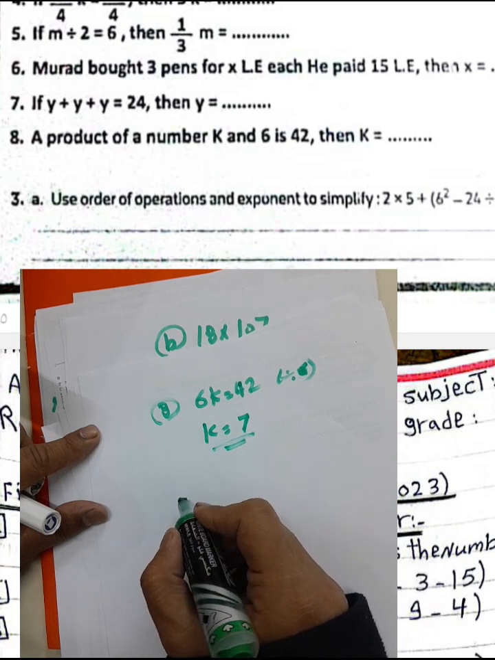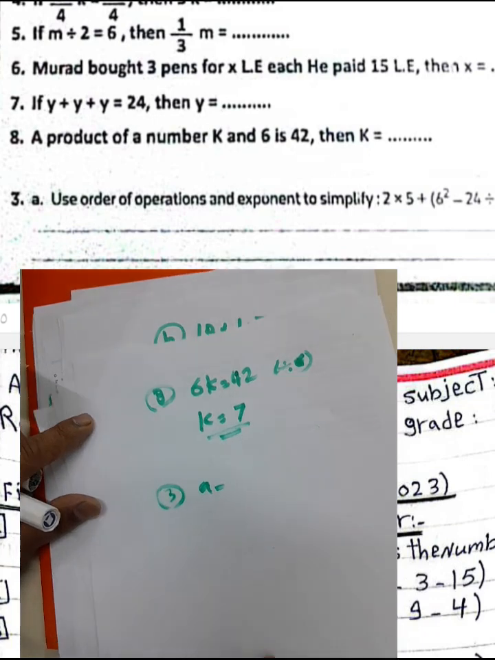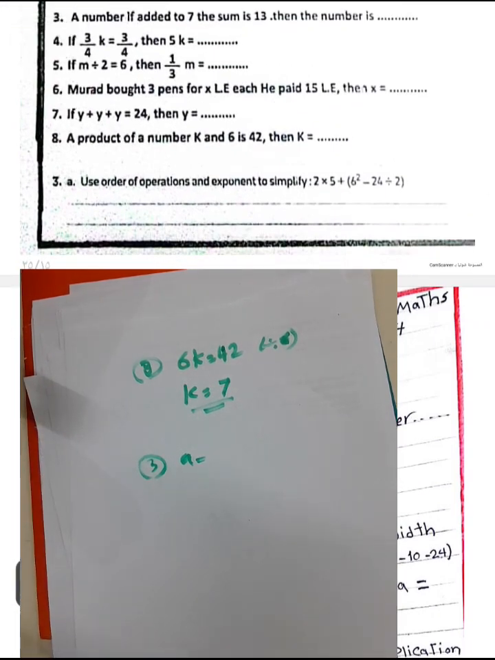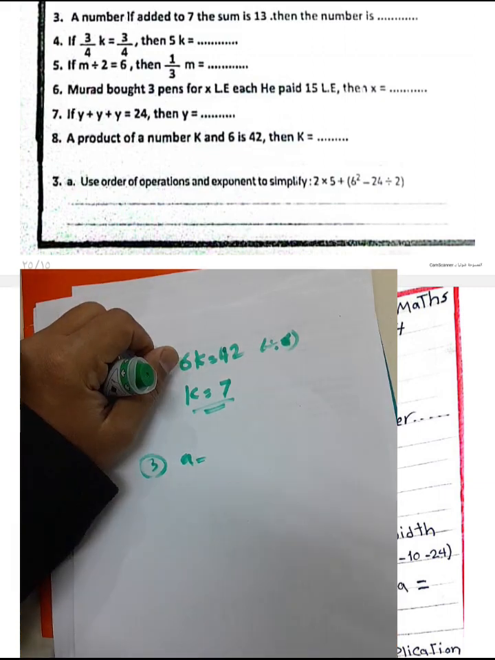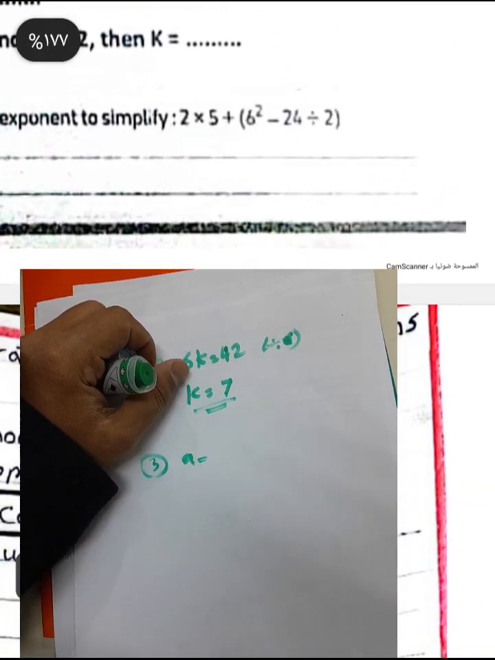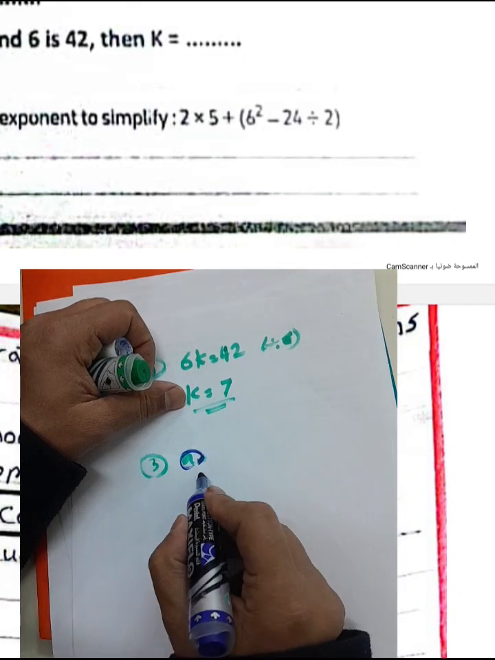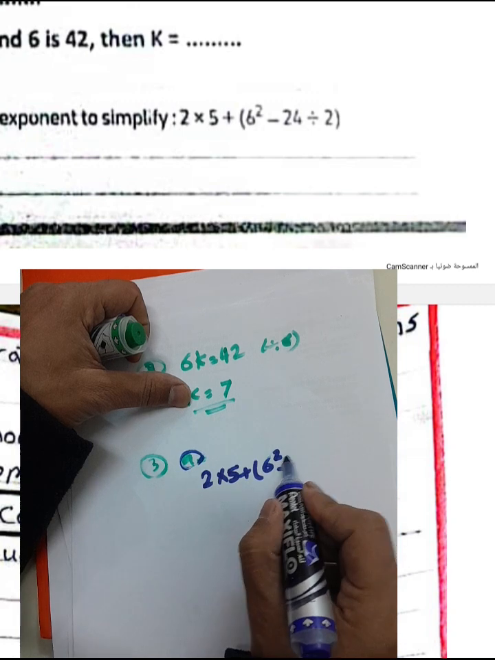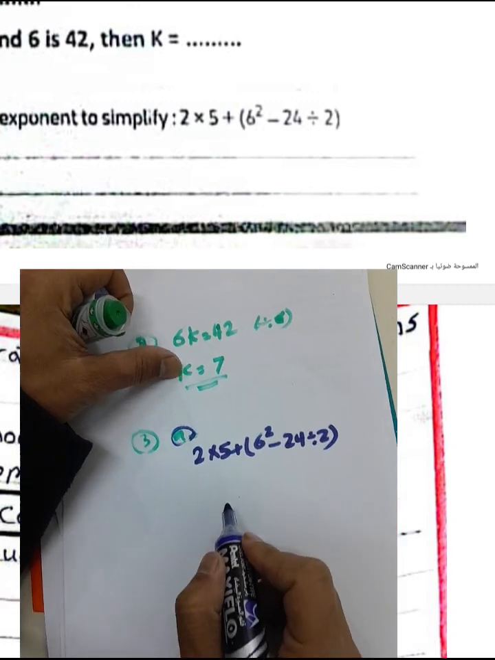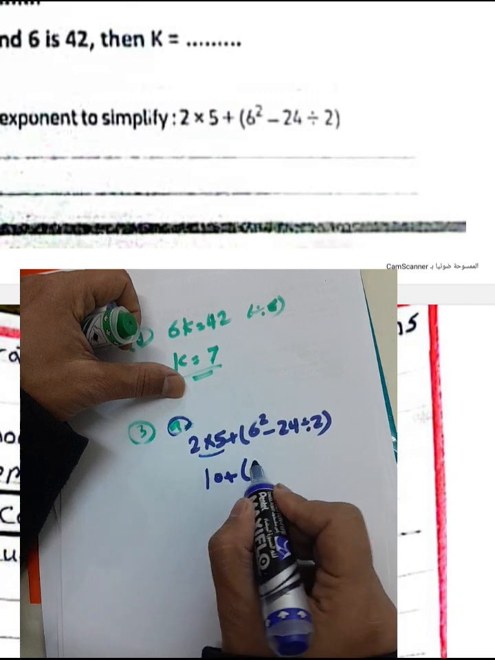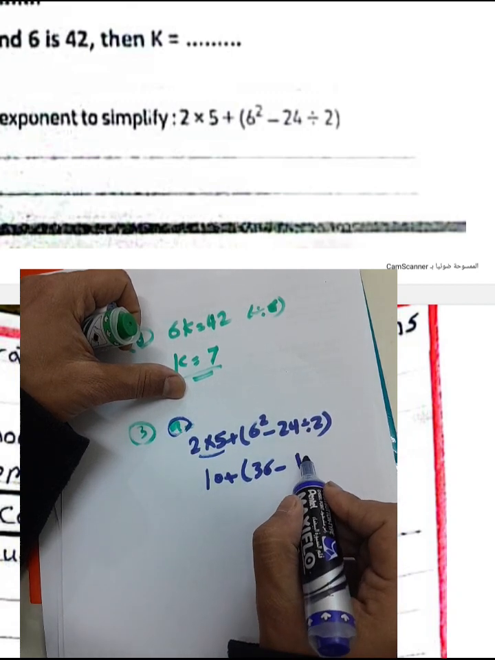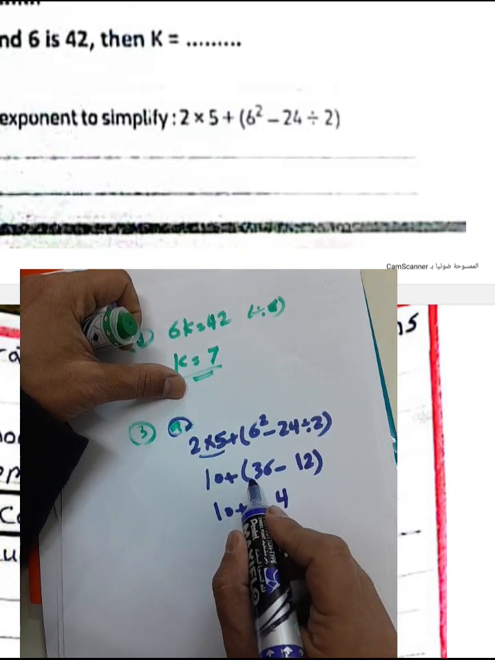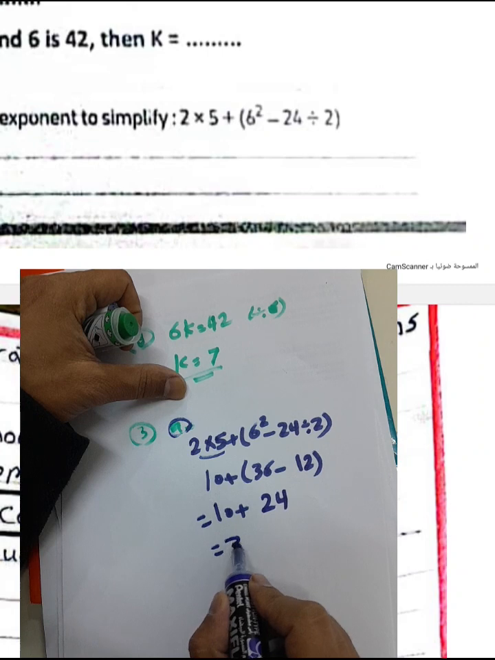Question number 3, letter A. Use the order of operations to find the solution of this expression. Letter E: 2 times 5 plus 6 power 2 minus 24 divided by 2. 2 times 5 will be 10, and 6 power 2 is 36. 24 divided by 2 will be 12. Write 10, and the difference between the two numbers, 36 minus 12 it will be 24, and the result will be 34.